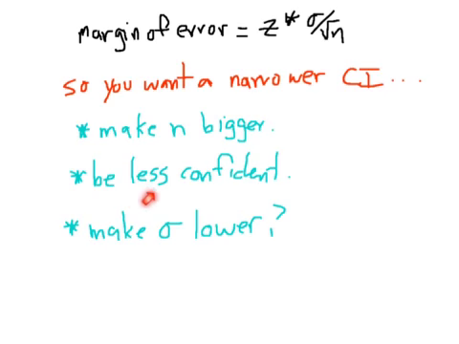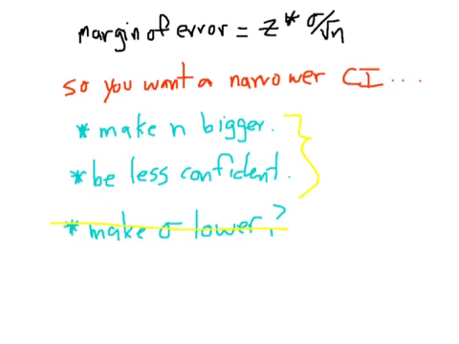You could also be less confident, maybe change from a 99% interval to a 90% interval. Wouldn't that make the z star value smaller if you were less confident? And that would make all of this decrease. You could also, in some situations, make sigma lower, though usually sigma is a parameter for the population. Almost never are you able to control your population and make sigma lower. You can't just suddenly say the sigma for the population is lower. So these are really the two most common ways you can make a narrower confidence interval.